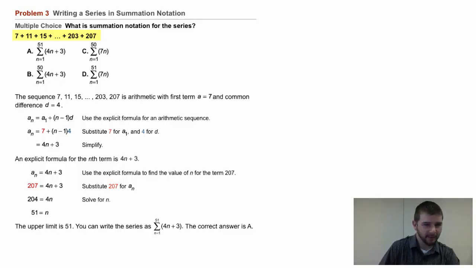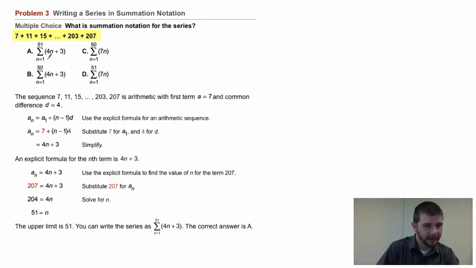Each of those begins with n equals 1, so 1 is our lower limit. Some of these have 50 for an upper limit, some have 51, and they either have the explicit formula 7n or 4n plus 3. So let's begin checking these and see which would build for us the series given.